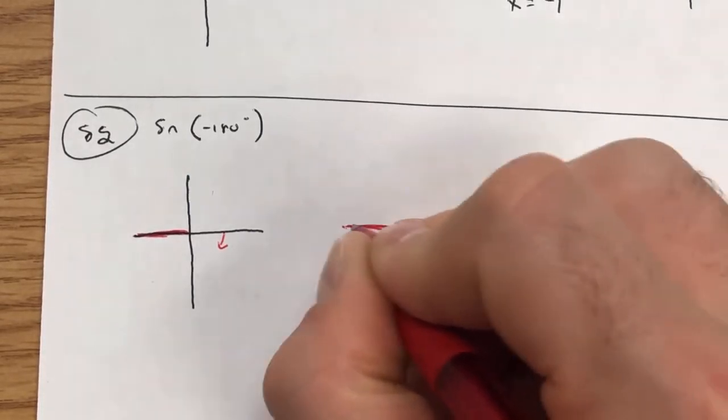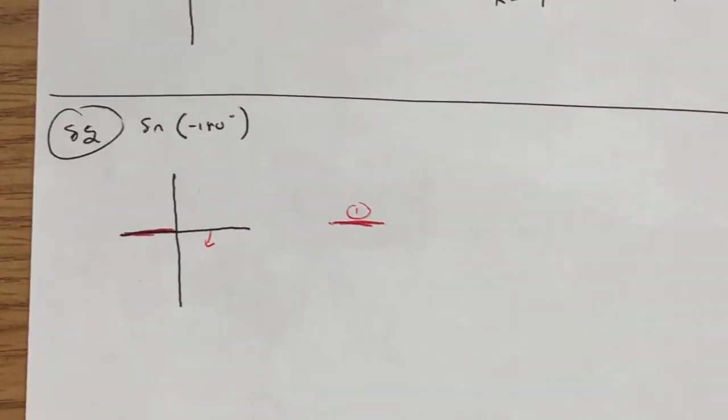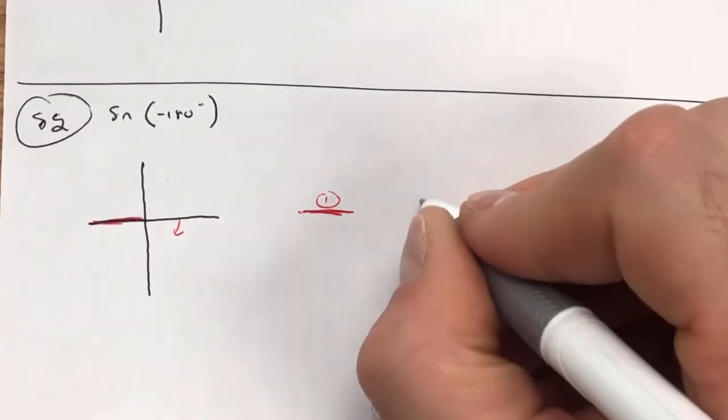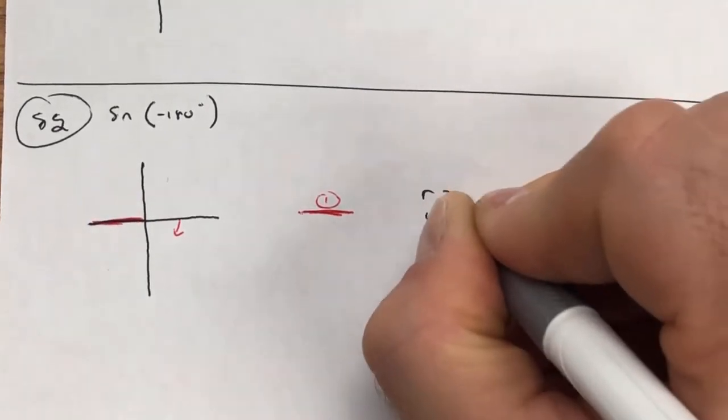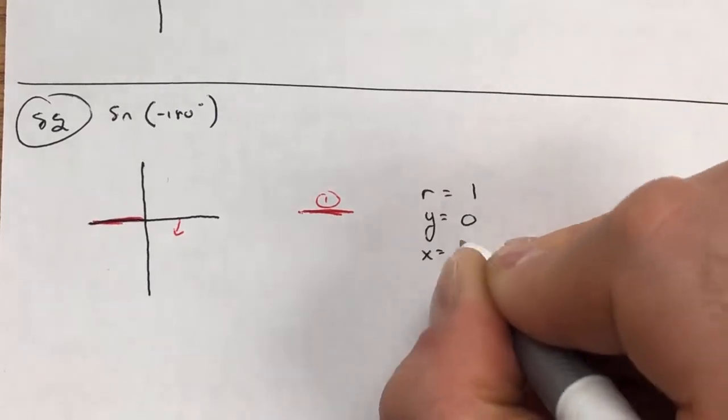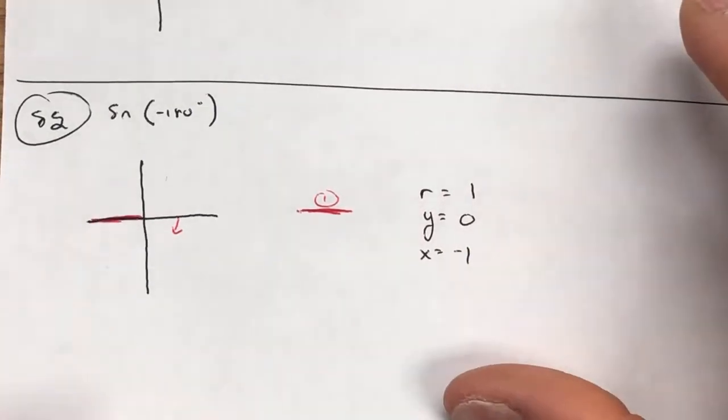So I've got my line going to the left of length 1. Doesn't look like much, but I do know a few values. My radius is 1, my y doesn't exist, and my x is -1.